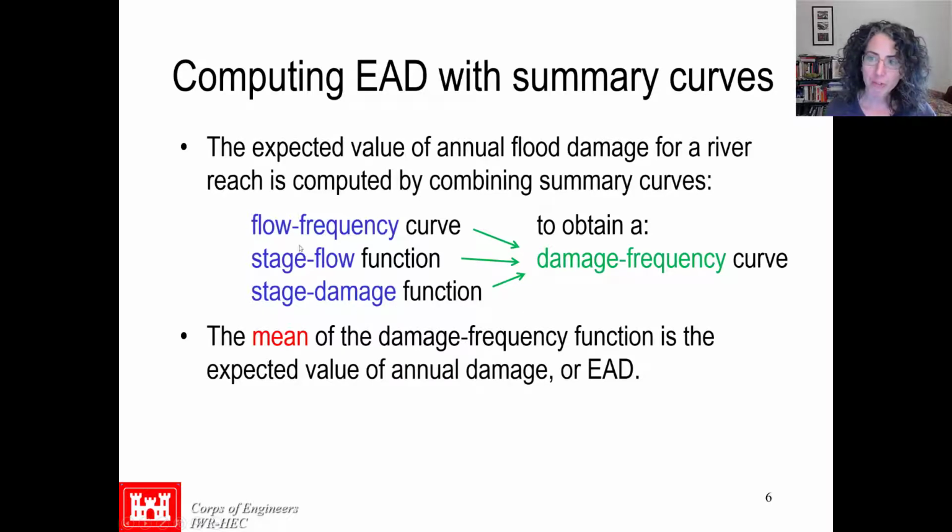And as you see, if we have flow in both of these curves and stage in both of these curves, it lets us relate frequency to damage. So these 3 curves can combine into a damage frequency curve. And then we just take the mean of the damage frequency curve to compute EAD. So I believe you've seen this computation in one of the lectures on day 1. I'm going to run through it again just because there's some ideas I'd like to introduce.